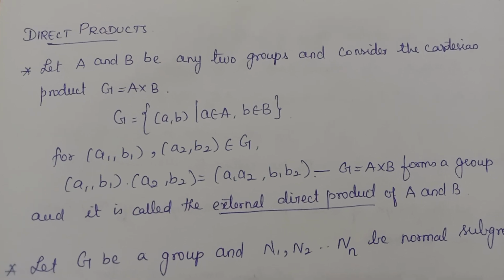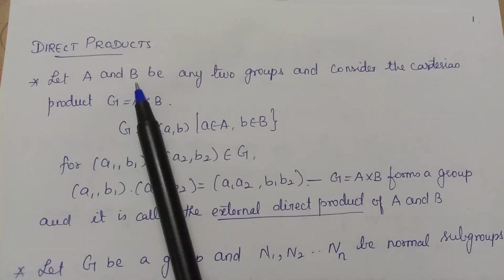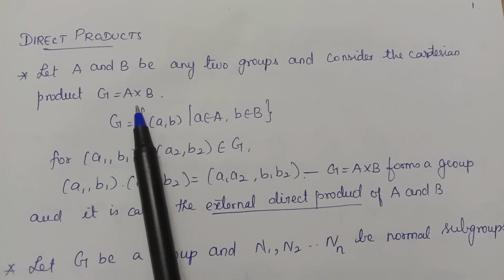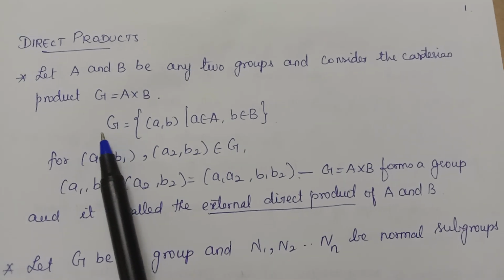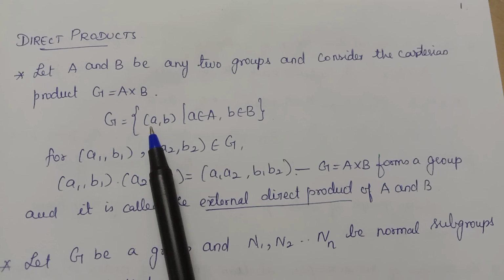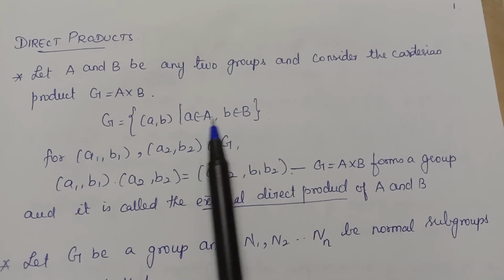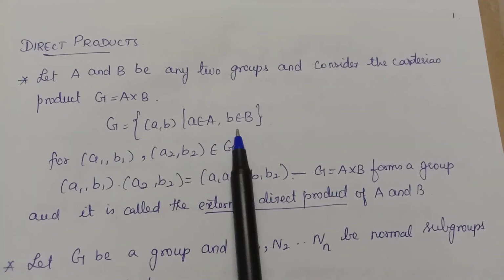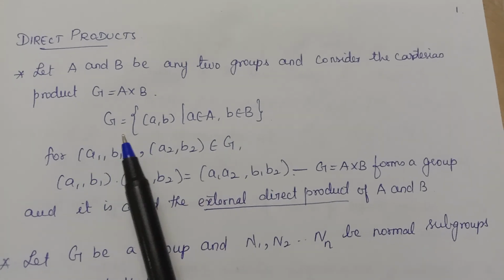Let's start with the definition of external direct product. Let A and B be any two groups and let G equal A cross B. Then the elements of G will be of the form: the set of all ordered pairs (a, b), where the first element a belongs to capital A and b belongs to capital B. Okay, so for this collection, we define an operation.